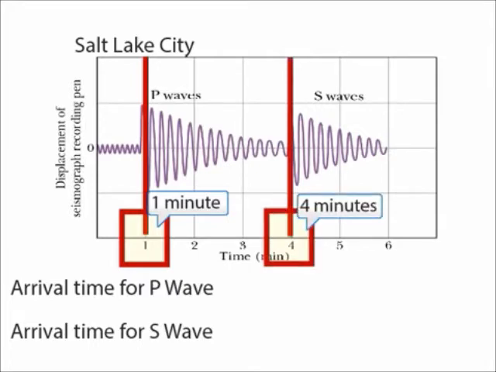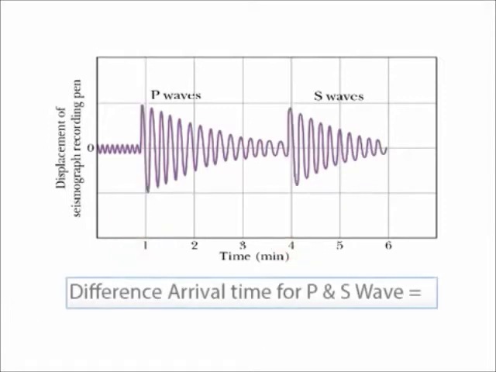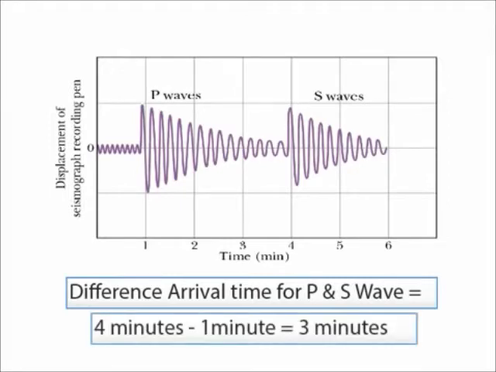So let's write that down. The arrival time for the P wave was 1 minute. The arrival time for the S wave was 4 minutes. So then the difference in arrival time for the P and the S wave is equal to 4 minutes minus 1 minute, which is equal to 3 minutes.